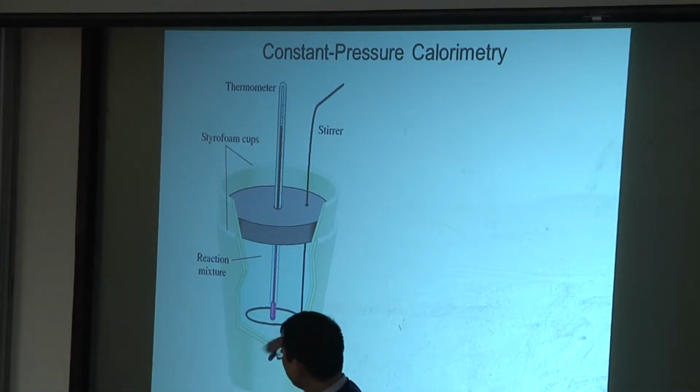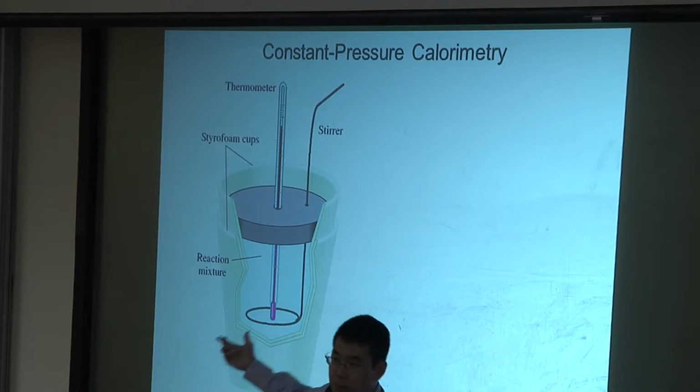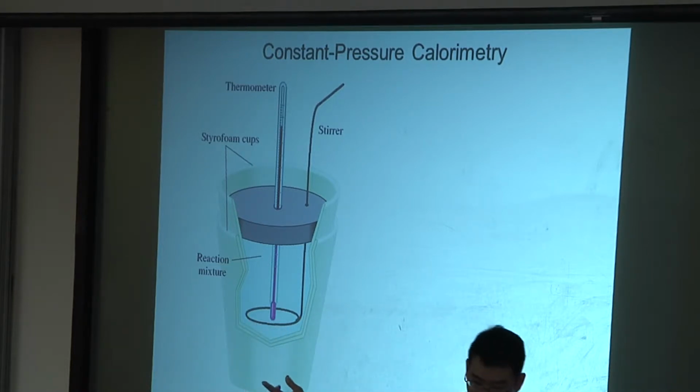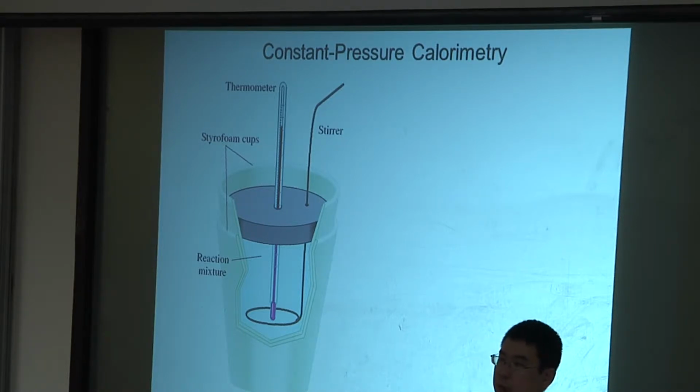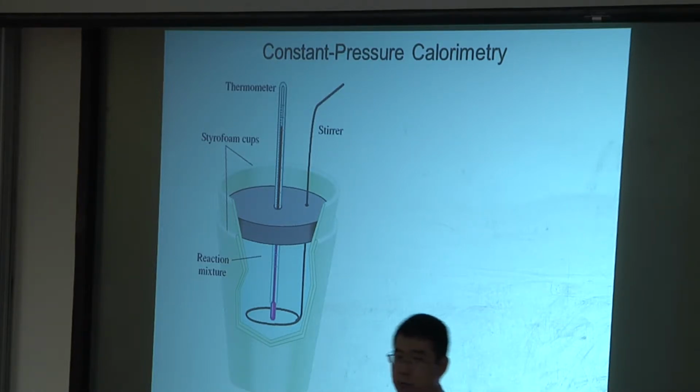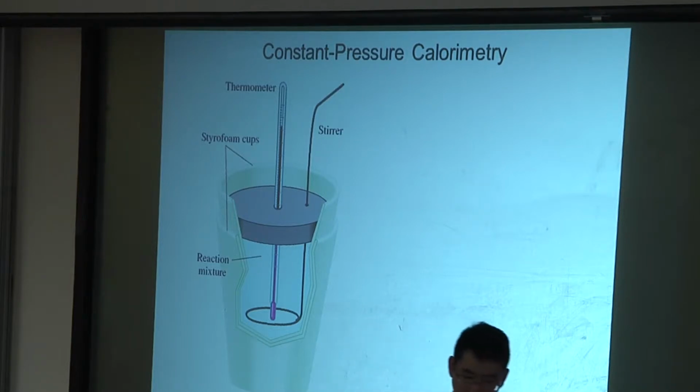And then you're going to have something going on in the cup. What are you measuring ordinarily with a calorimeter? What are you observing? Temperature, or more specifically the change in temperature. Before the reaction it's one temperature, after the reaction it's a second temperature, and you get the delta T.